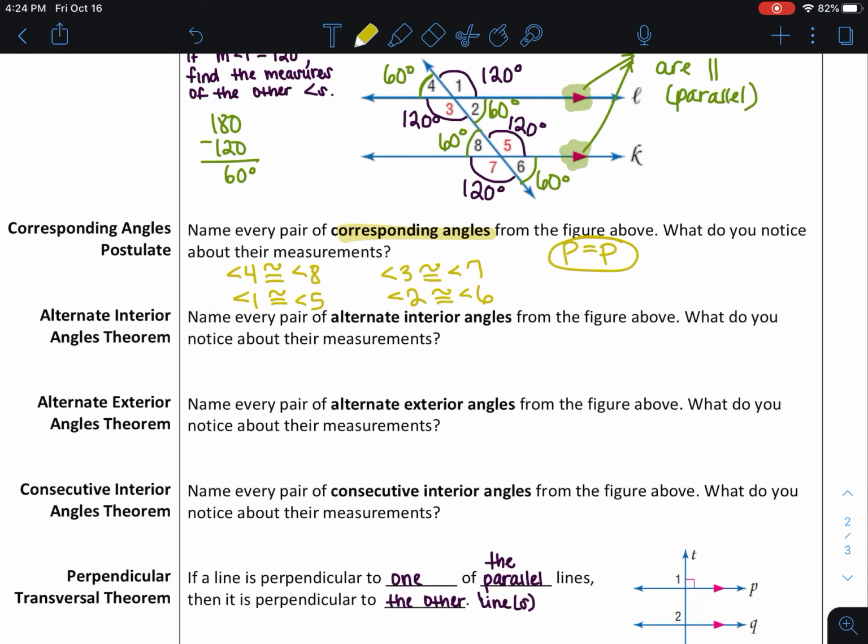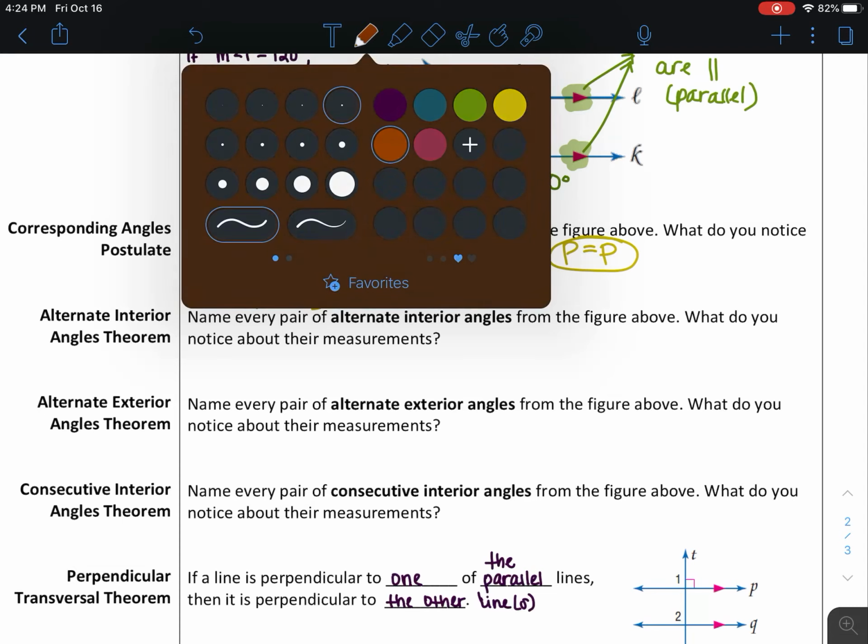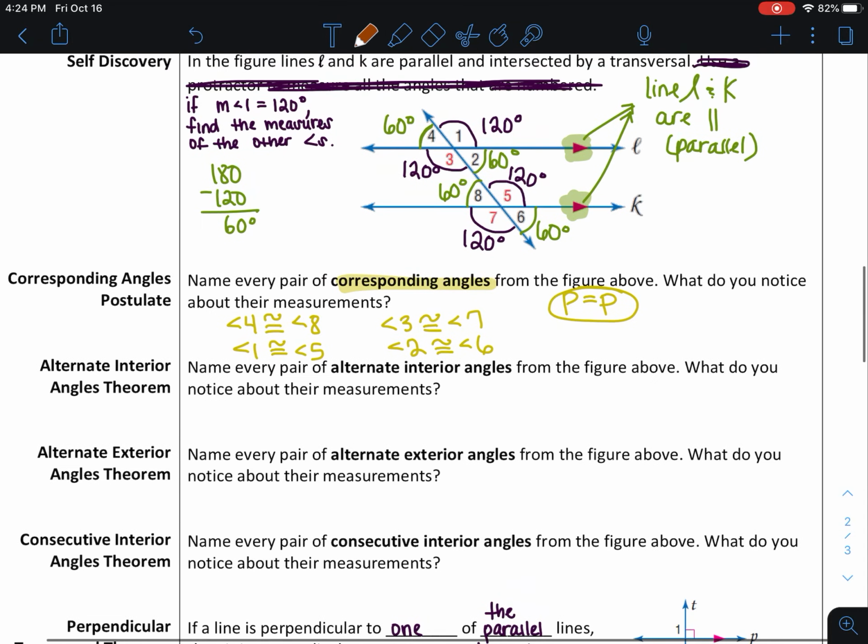All right, name every pair of alternate interior angles. So alternate interior angles means they're on different sides of the transversal, and then they should be on the inside, or this area. Remember, this is the interior. All right, so I'm just going to shade that in so we can see what we're doing here. And then I'm also going to extend the transversal a bit.